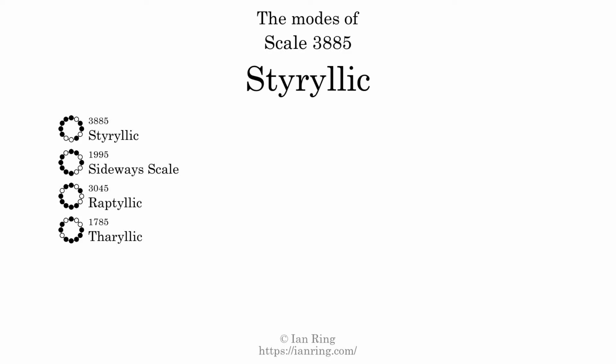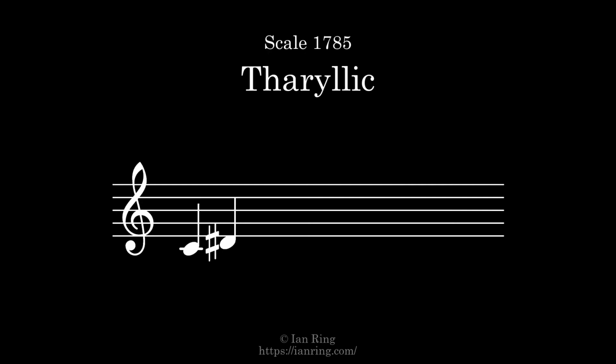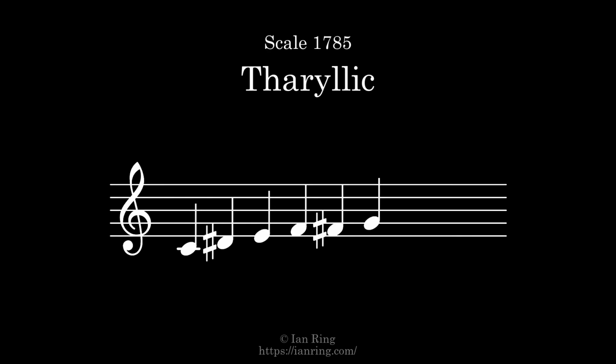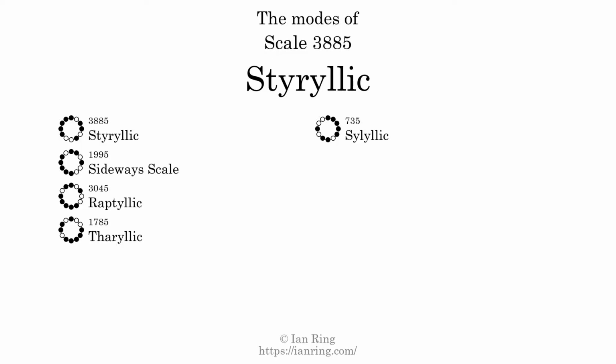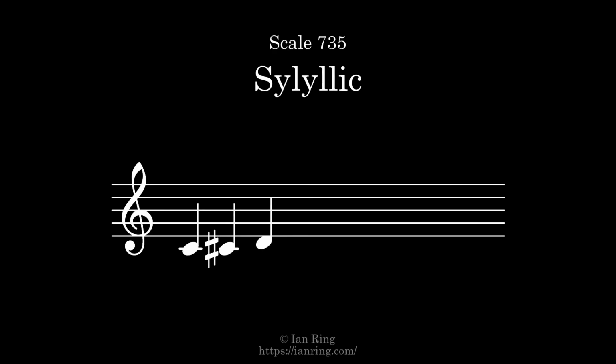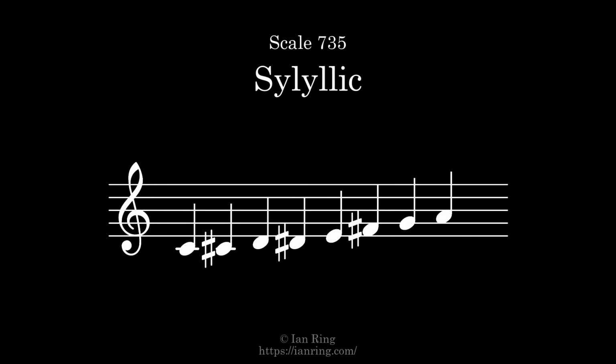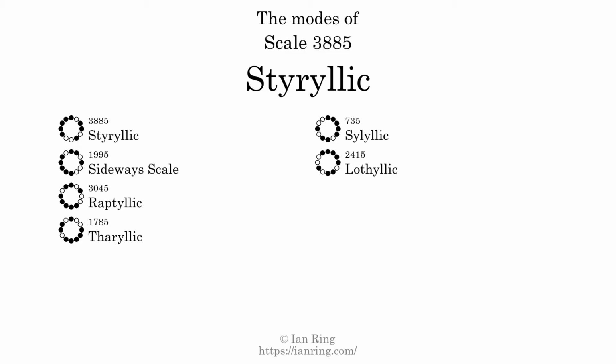The fourth mode is scale 1785, also known as Styryllic. It sounds like this. The fifth mode is scale 735, also known as Styryllic. It sounds like this. The sixth mode is scale 2415, also known as Lithylic. It sounds like this.